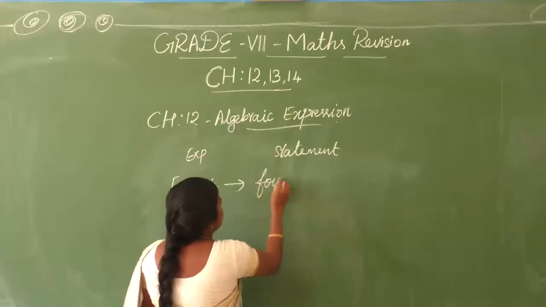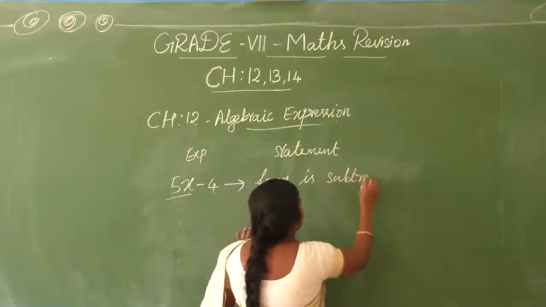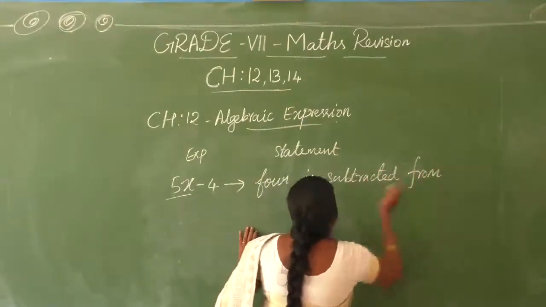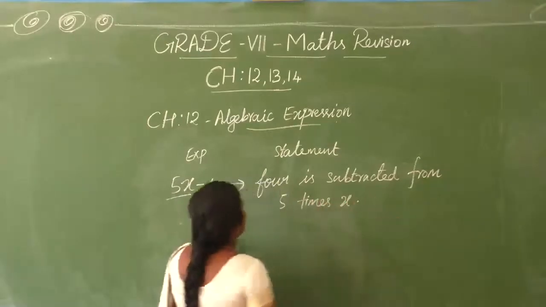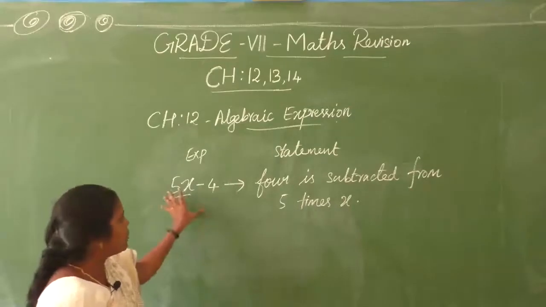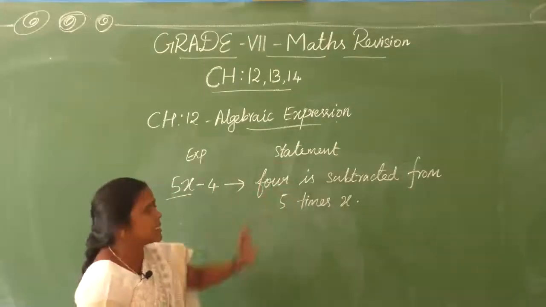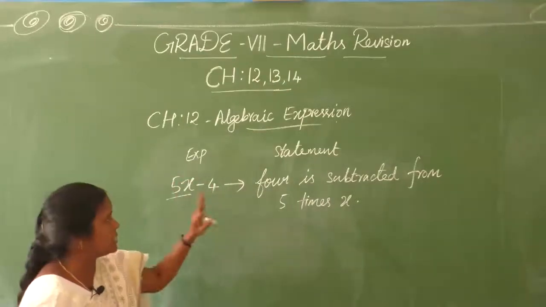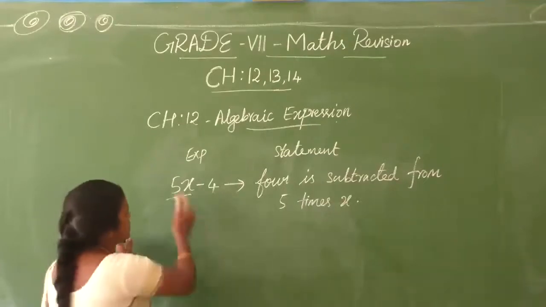4 is subtracted from 5 times x. Without changing that meaning, you should write in words. That form is called statement form. Shortly if you write, that is called expression. So in this way, change statement to expression, expression to statement. That model is there.